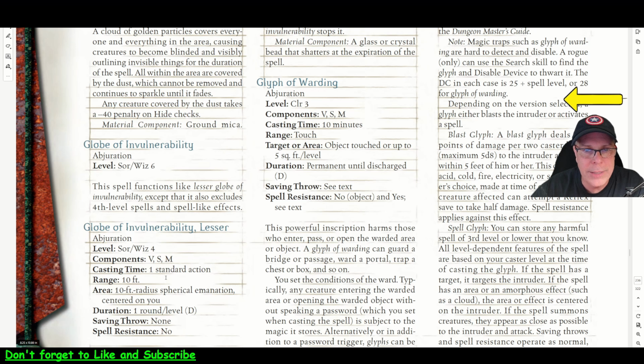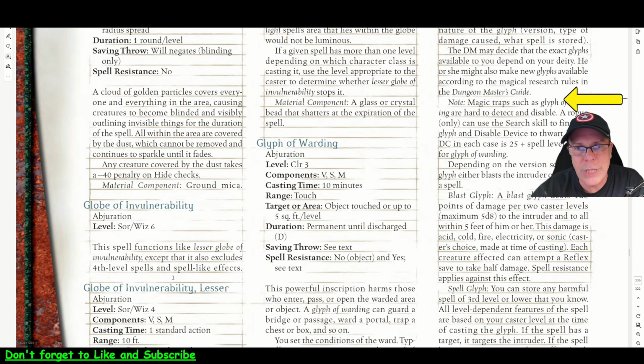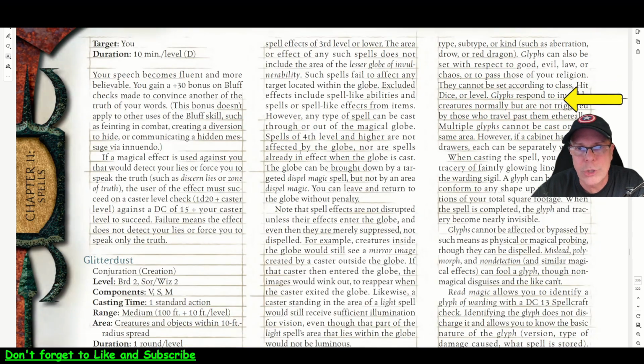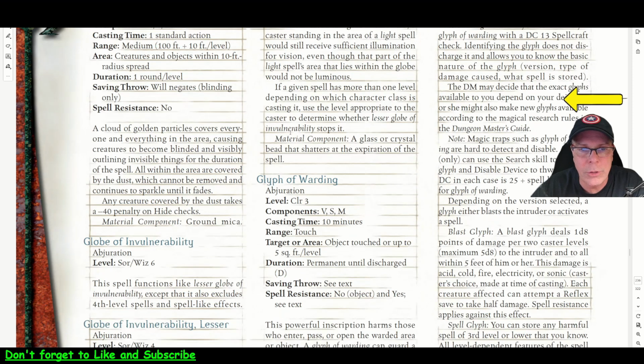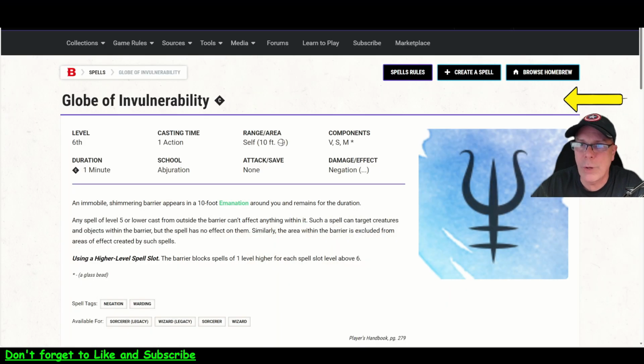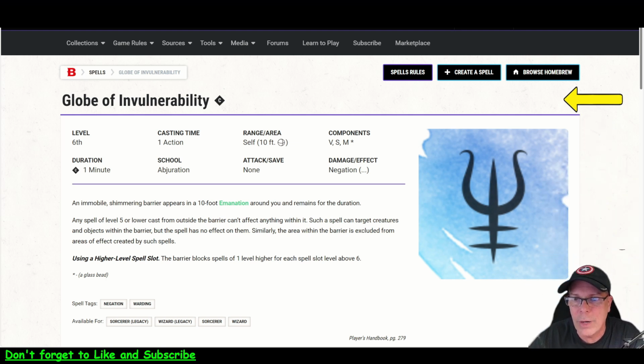But otherwise, it's a standard action to do it. It has a range of 10 feet, has an area of 10 feet, and it lasts for 1 round a level. There's no saving throw or anything. And there was a little bit more of a description for this particular spell. But the lesser one was 3rd or lower, and the regular Globe of Invulnerability was 4th or lower spells. So all good stuff. Let's get back to this right here.